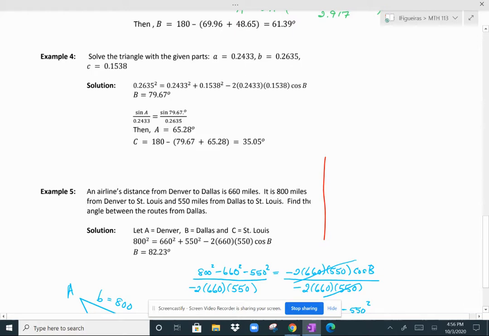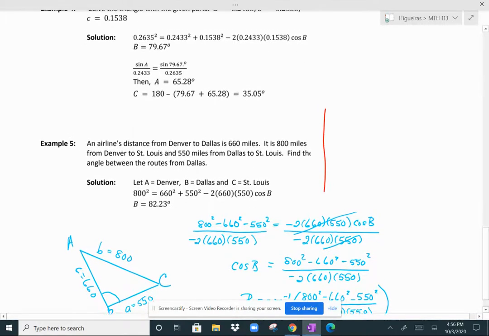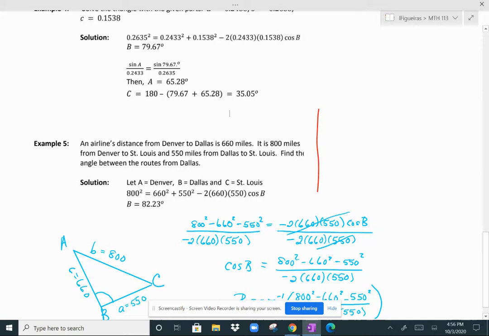All right, so here's a word problem where we're going to use law of cosines. So we have an airline's distance from Denver to Dallas is 660 miles. It is 800 miles from Denver to St. Louis and 550 miles from Dallas to St. Louis. Find the angle between the routes from Dallas.